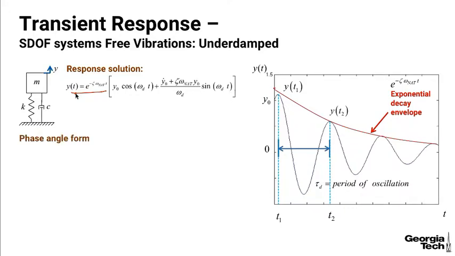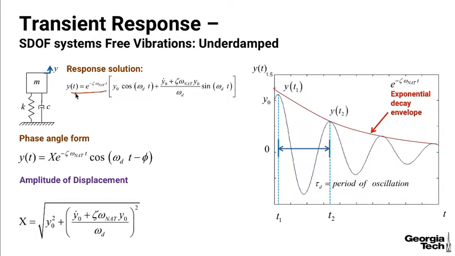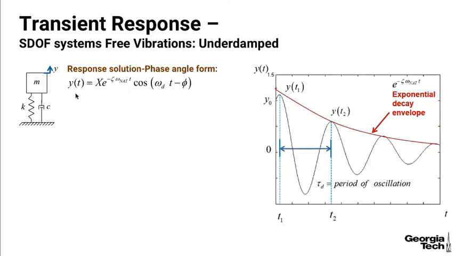And we can put the solution in phase angle form so that it has some amplitude of displacement times e to the minus zeta omega natural t times cosine omega t minus phi, where phi is the phase angle. All right, so the amplitude of displacement that we've seen before is a function of the initial conditions as shown here. So here's that phase angle form.